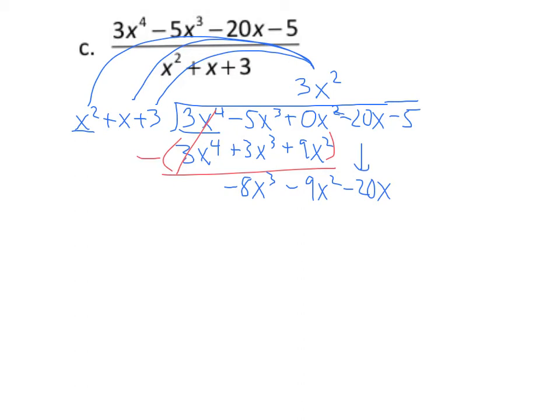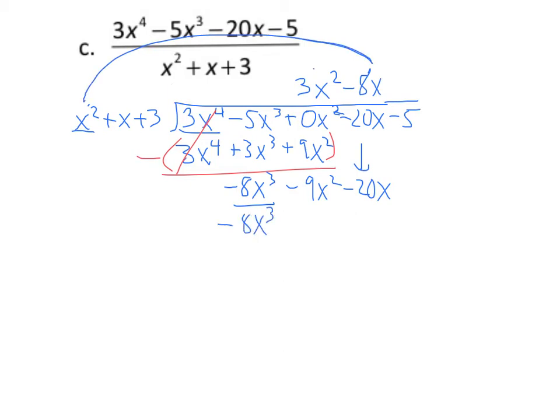Okay, then I divide again, so x squared times what is negative 8x to the third? That would be negative 8x, so that goes up top. And then I multiply. So I do negative 8x times x squared is negative 8x to the third. Negative 8x times x is negative 8x squared. And negative 8x times 3 is minus 24x. Now I subtract.